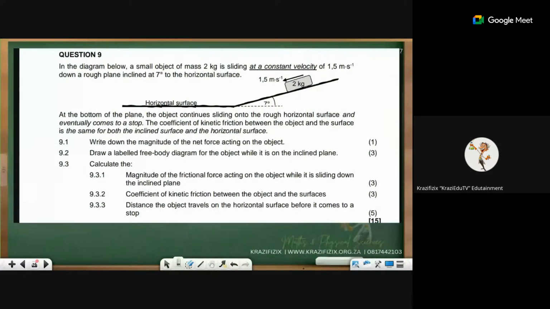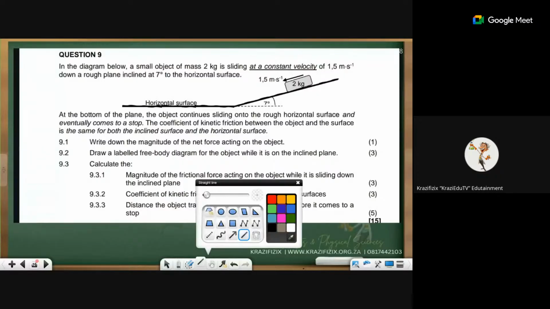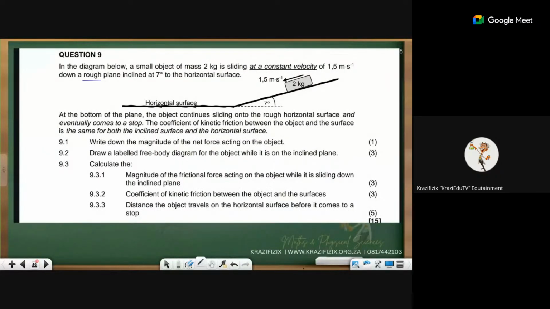In the diagram below, a small object of mass 2 kg is sliding at a constant, they even underlined it here for you, 1,5 down a rough. Those are my keywords. A rough means there's what? Friction, at 7 degrees to the horizontal. At the bottom of the plane, the object continues sliding down on a rough horizontal surface and eventually comes to what? Stop. The coefficient of kinetic friction between the object and the surface is the same for both the inclined surface and horizontal.